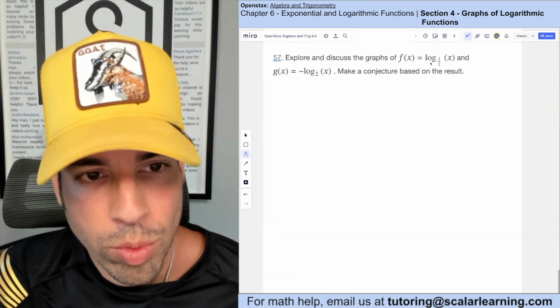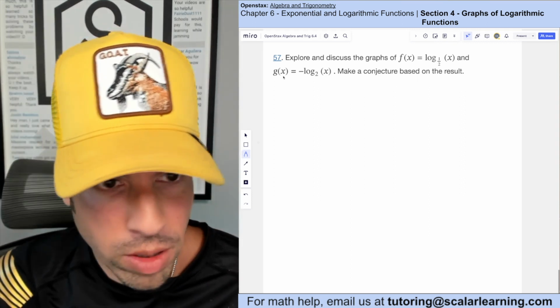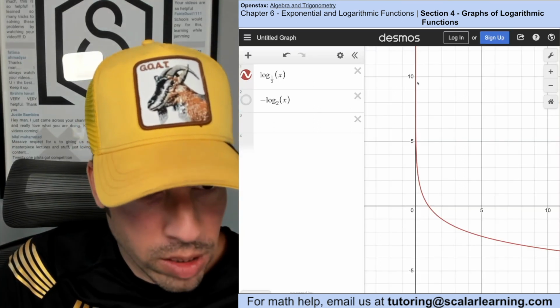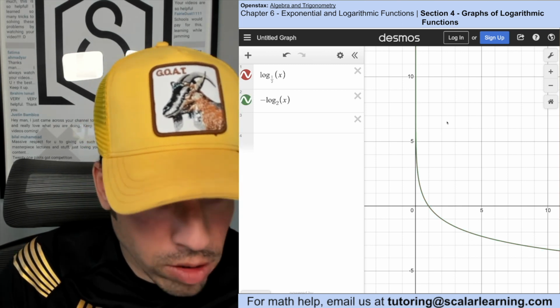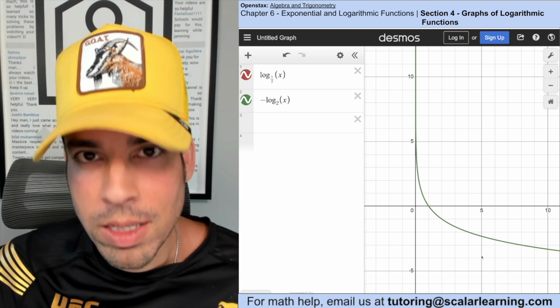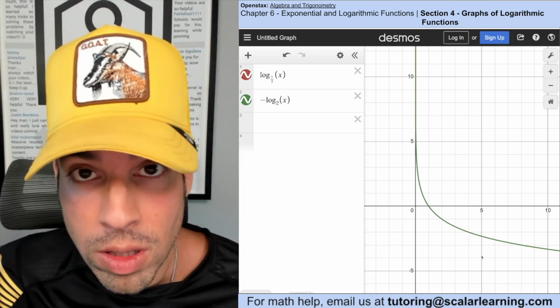So what we're going to do is take a look at the graph of both of these functions in Desmos, and we're going to compare them. As we graph the first one, we see it's this red line. And then when we plot the second one, negative log base 2 of x, look at that, it's right on top of it, which means that these two graphs appear to be identical, which means the functions are likely identical.